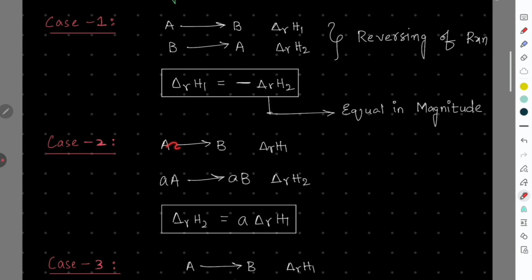Case 2. A is converting into B. In this process, heat of reaction is delta H1. A moles of A is converting into B moles of B. In this process, heat of reaction is delta H2. The relation between delta H1 and delta H2 is delta H2 equal to A into delta H1.